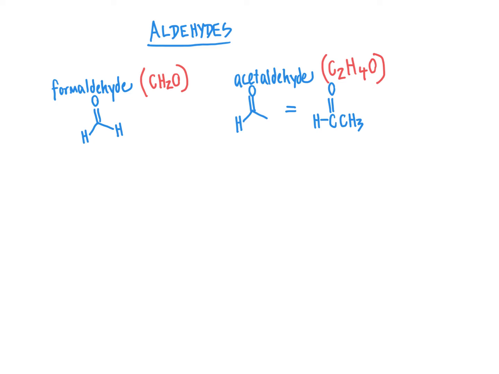Acetaldehyde is particularly relevant as an intermediate in the metabolism of ethanol. Ethanol becomes oxidized to acetaldehyde, which then gets further oxidized during metabolism to form acetic acid. So the term acetic acid refers to a 2-carbon carboxylic acid. Acetaldehyde, with that same beginning to the name of acete, refers to the aldehyde that has 2 carbons.